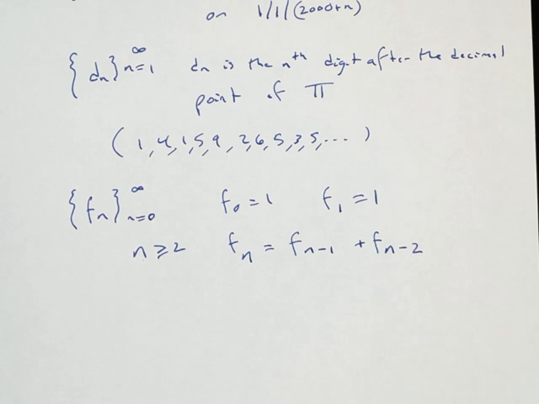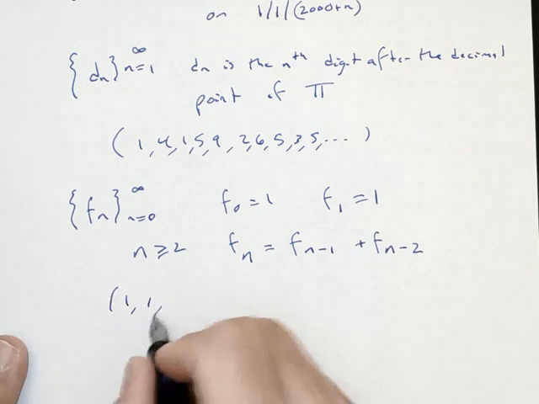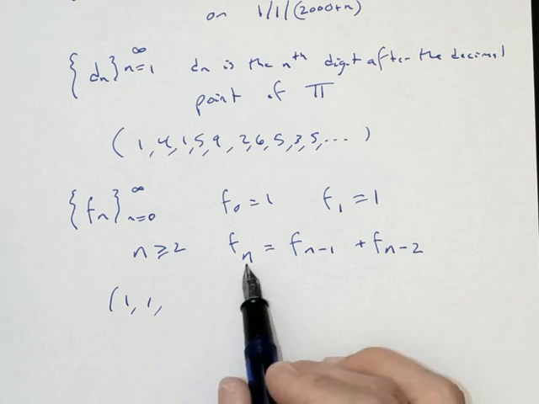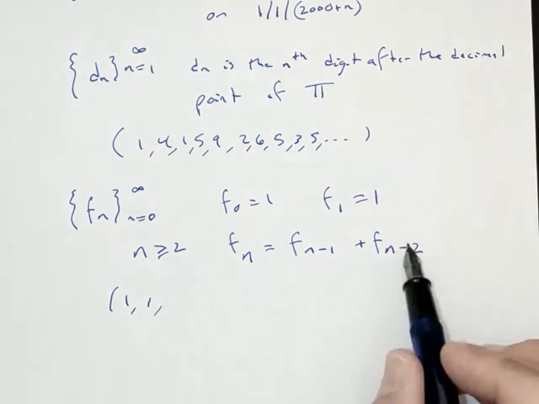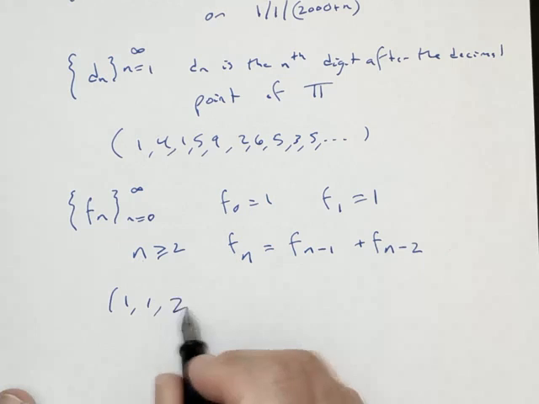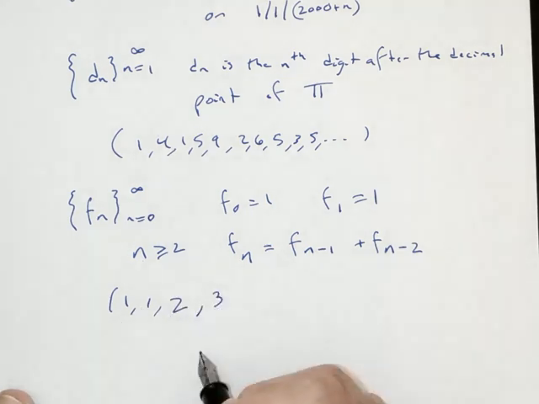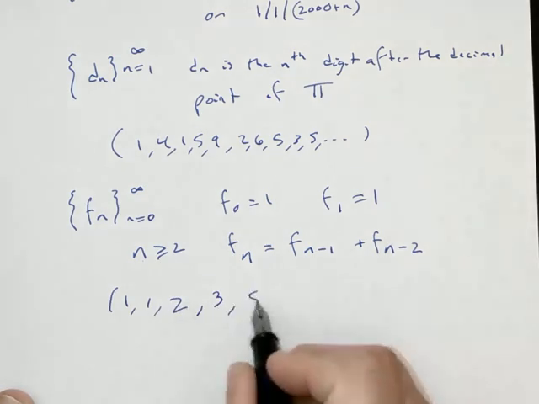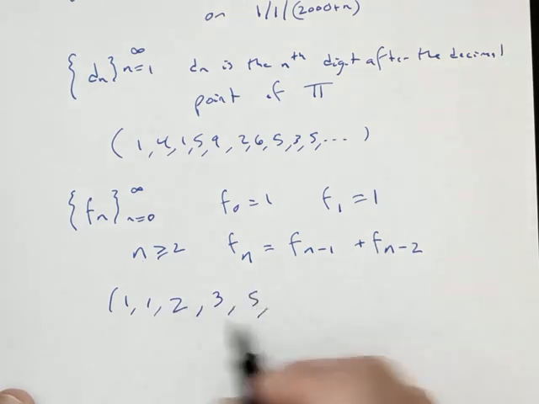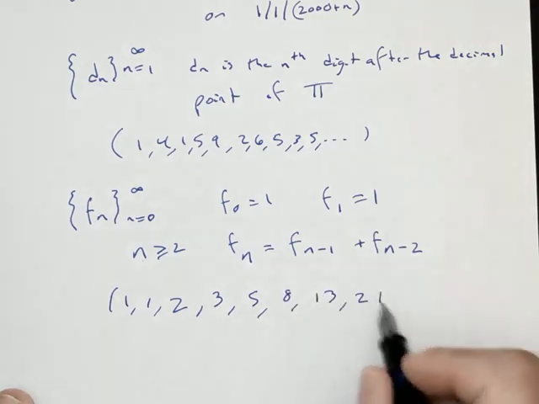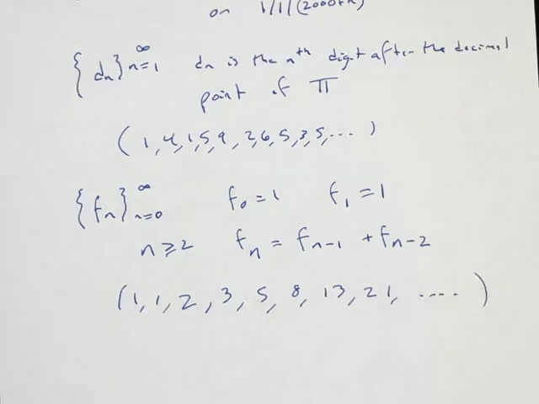So how does this sequence work? Well, I start with a 1 and a 1. What's the next number? To get n equals 2, F2 is F1 plus F0. 1 and 1 is 2. The next number, 1 and 2, is 3. The next number after that, 2 and 3, is 5. The next number after that, 3 and 5, is 8. 5 and 8 is 13. And so on.